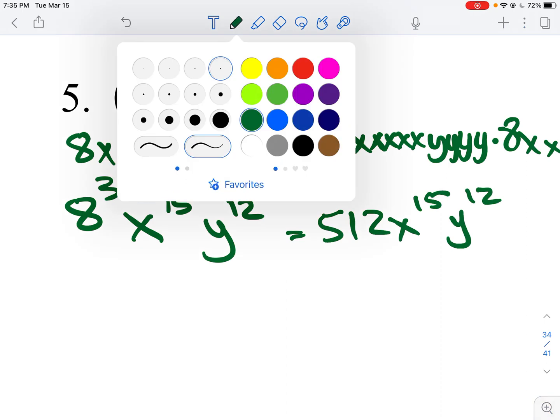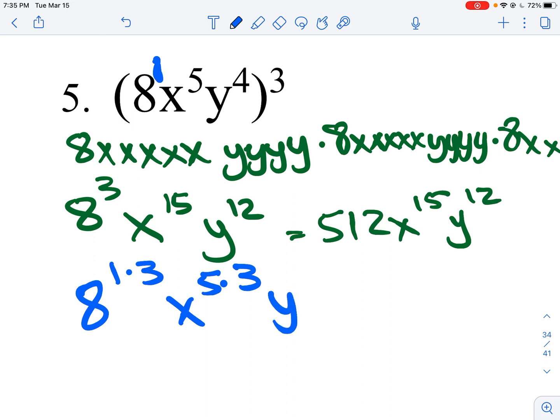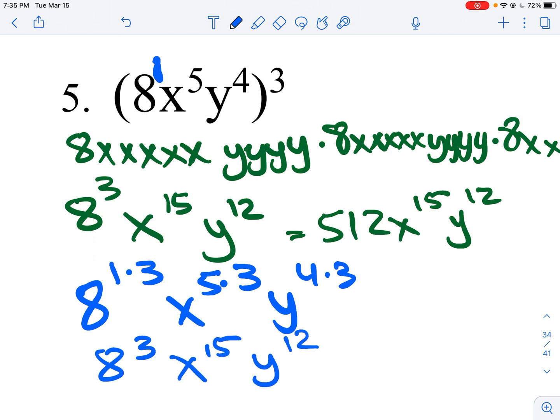Now, if I was to do it the property way, remember this has an exponent of 1, so 8 to the 1 times 3, x to the 5 times 3, y to the 4 times 3. And when I do that, I get 8 to the 3rd, x to the 15th, y to the 12th, which is the same thing as I got when I did expanded form.